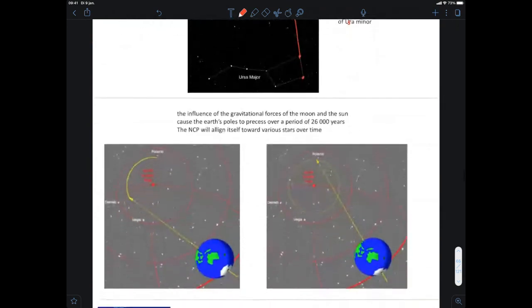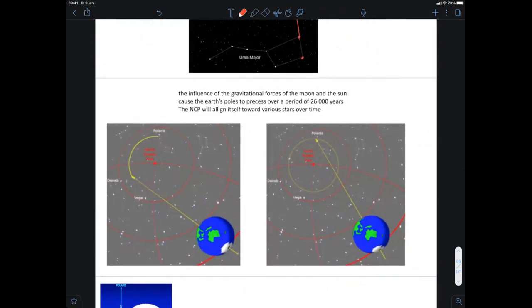Well, I'm sure they explained this to you already in other classes. Again, this is the influence of the gravitational forces of the Moon and the Sun, which cause the Earth's pole to precess over a period of 26,000 years, as I explained to you. And so the North Celestial Pole will align itself over time toward various stars. Okay, now at this time it is Polaris, but they say that 12,000 years from now it will be much nearer Vega, and so Vega could be considered as the North Star.